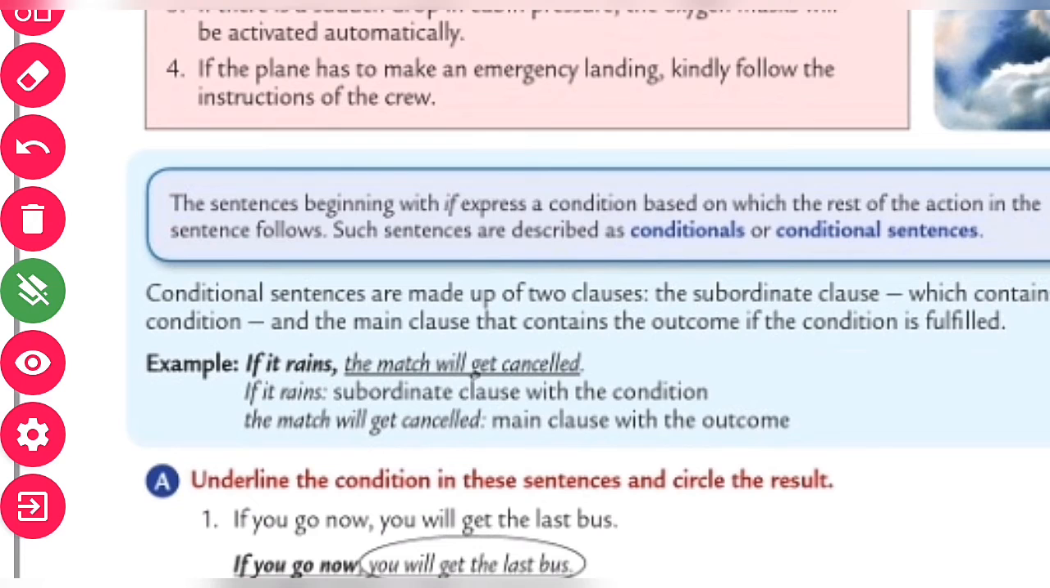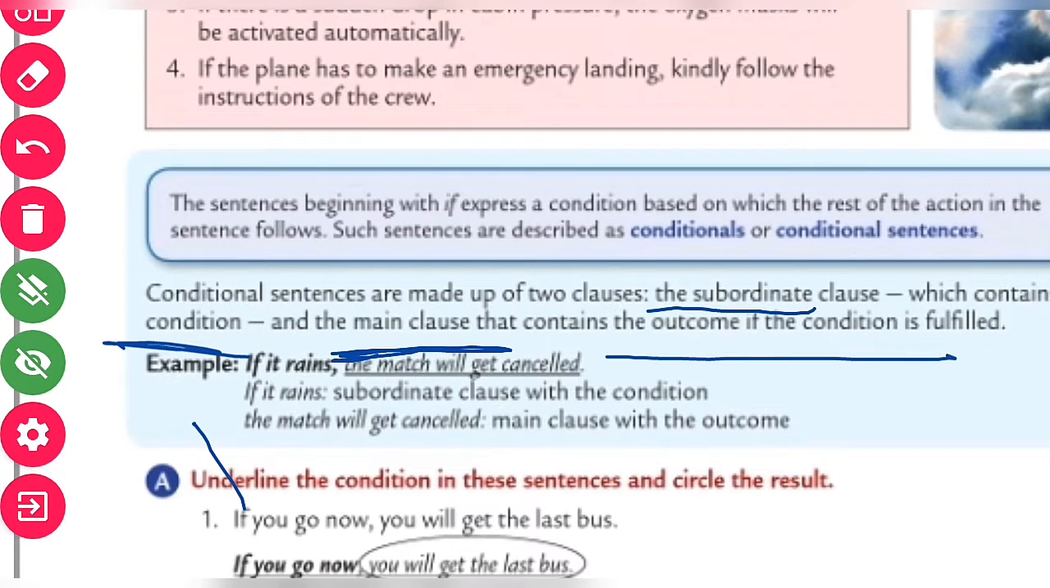Conditional sentences are made up of two clauses. That is, always made up of two clauses. The first is the subordinate clause, which contains the condition. Okay, in a sentence there are two clauses. First is the subordinate clause, and in the subordinate clause you will have a condition. That is why it is known as a conditional sentence. Then you will also have a main clause in the same sentence, that contains the outcome of the condition to be fulfilled. So the main clause can be the result or the outcome of the condition that is given in the if clause or conditional clause. Clear?